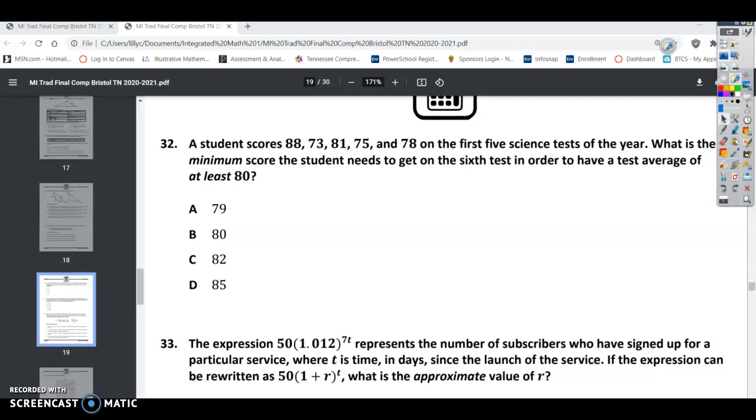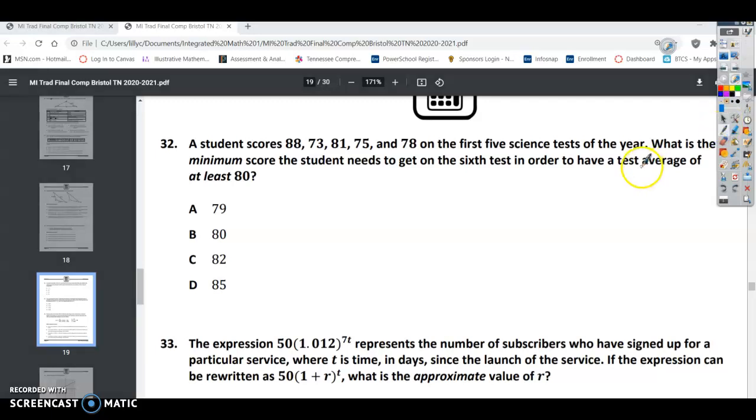Math 1, final benchmark number 32. A student scores 88, 73, 81, 75, and 78 on the first 5 science tests of the year. What is the minimum score the student needs to get on the 6th test in order to have a test average of at least 80?